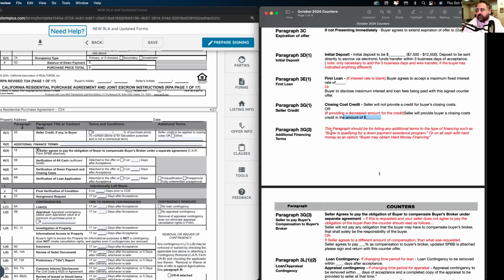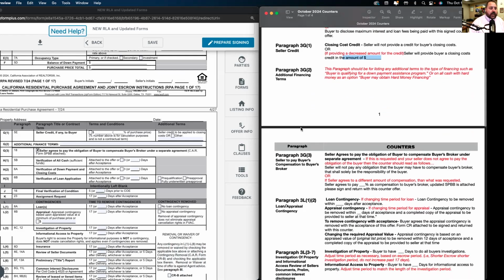Paragraph 3G2, we are not supposed to specify seller credit to buyers or no. That's why there's a paragraph 3G1 that says seller credit, if any, to buyer. There's a paragraph specifically for that. So please do not write that in additional financing terms. Okay.